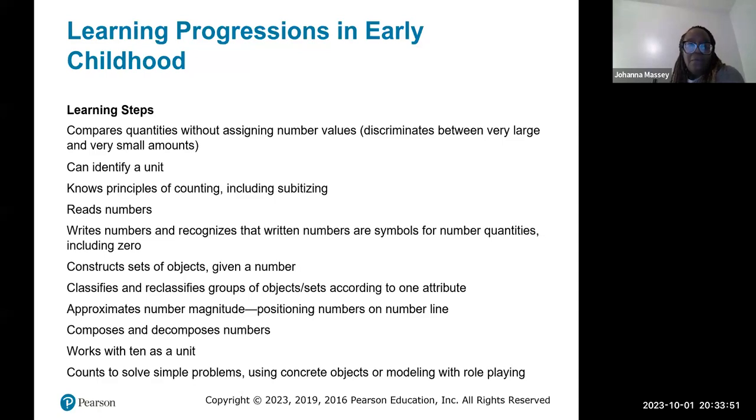They approximate number magnitude, positioning numbers on a number line. We'll talk about that later. They compose and decompose numbers, and they work with tens as a unit. They count to solve problems using concrete objects or modeling with role playing. So that's a lot of the parts of the progression of early childhood number sense or number counting. That's their learning progression.